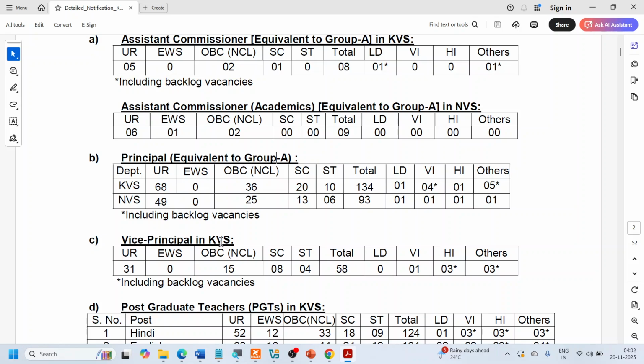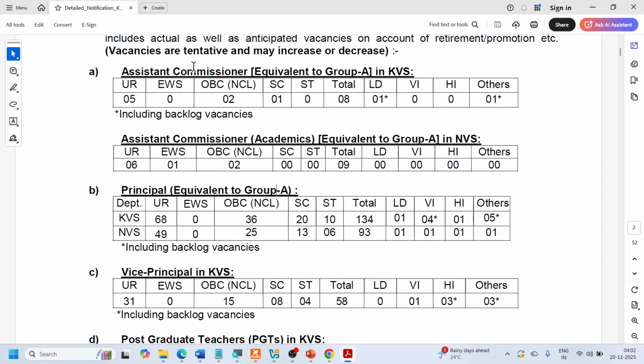Again, vice principal is not possible, even though if you notice, for assistant commissioner, 5 unreserved are there, so 6 unreserved in total. And if you look at the principal, 68 and 49 unreserved are there. This is OBC and SC/ST, and these are physically challenged persons. So you have these details.